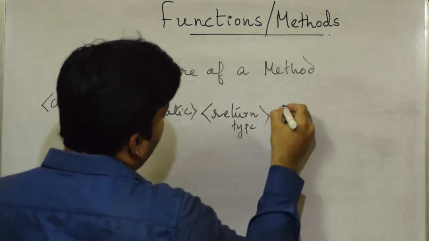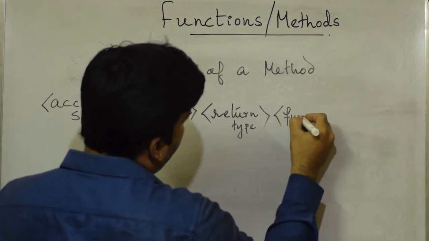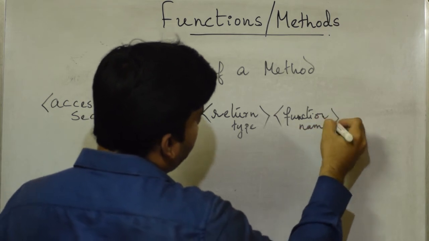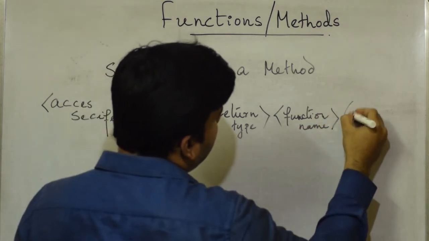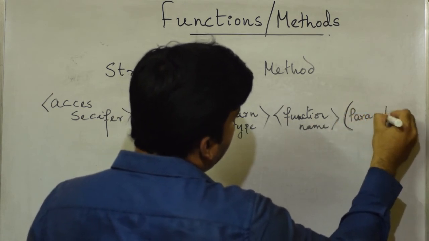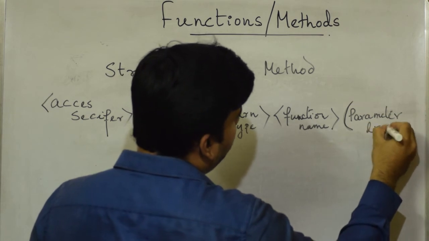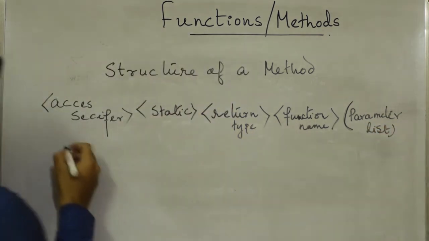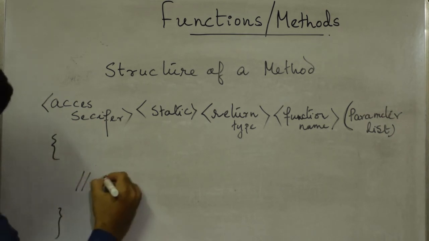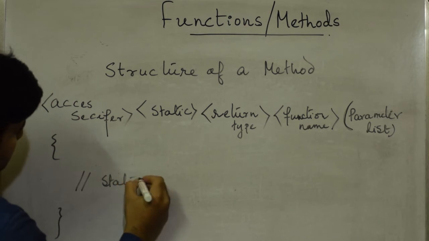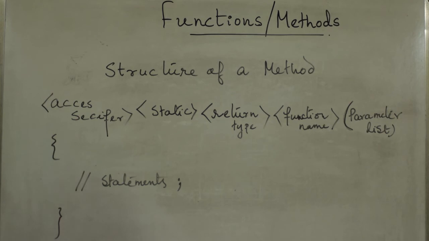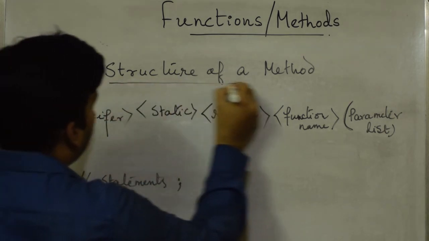Then function name. Then this bracket, give this bracket. Here we write the parameter list. And here we write the second braces, and here we will write statements. Remember that. So that is the structure of a method.